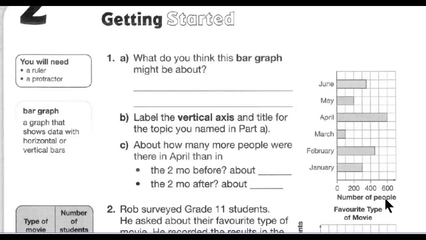Now, I'm not sure what it would be. Like the most is 600, so maybe it's the number of people. April's the biggest, March is the smallest. I don't know, vacationing, let's say.